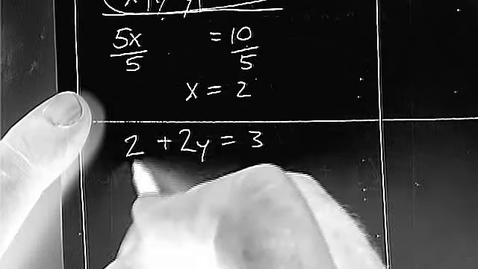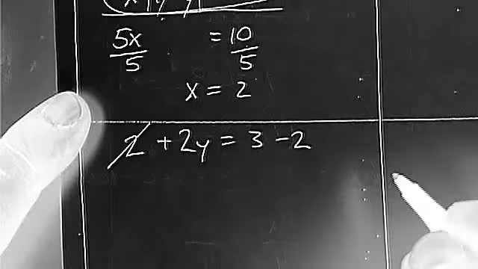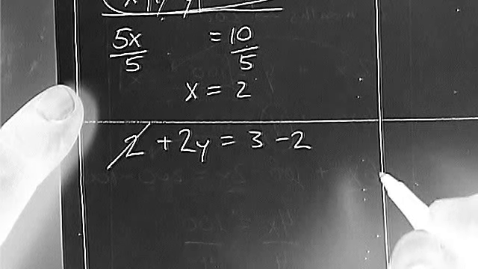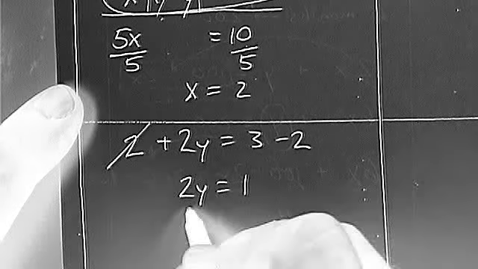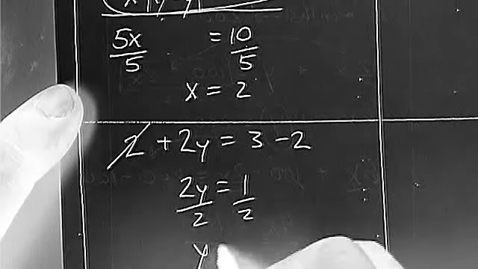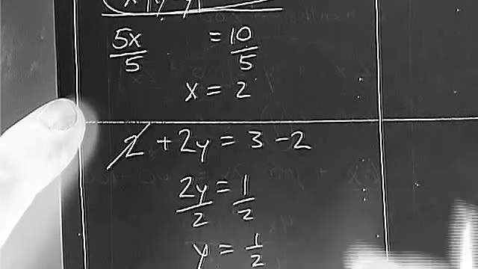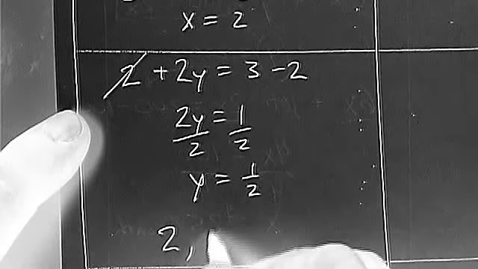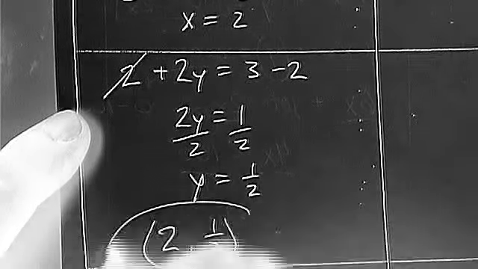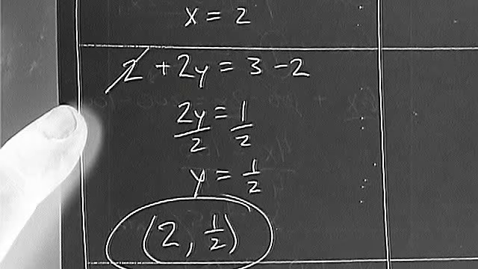I'm going to subtract 2 from both sides, giving me 2y equals 1. And we'll divide by 2 on both sides, so y equals 1/2. So the coordinate where my two lines cross is (2, 1/2).